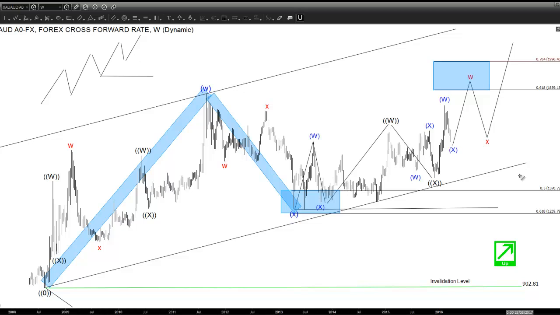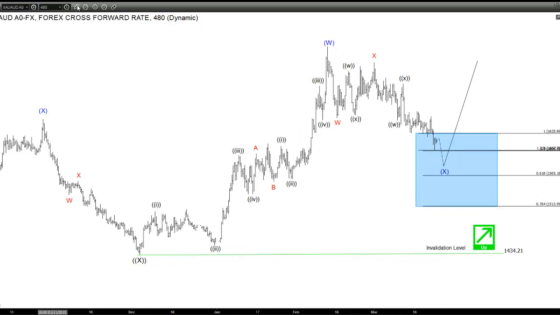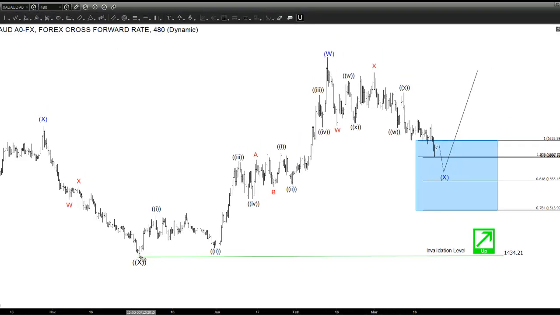Now let's drop down to the 8-hour chart for this instrument and take a look at the decline coming from the peak, see what it looks like. We see that this decline from the blue W peak was a zigzag move here. It looks to be a zigzag from this X low, 1, 2, 3, 4, 5, a flat in the B, and then 1, 2, 3, 4, 5.